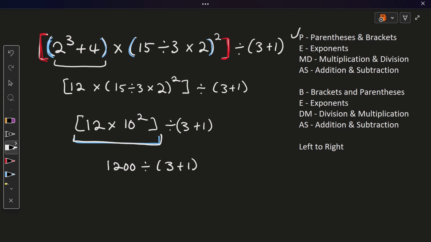Our last set of parentheses has only one operator in it, and it's addition. And so our expression can be reduced to 1200 divided by 4, which is equal to 300. And so 300 is our final answer.